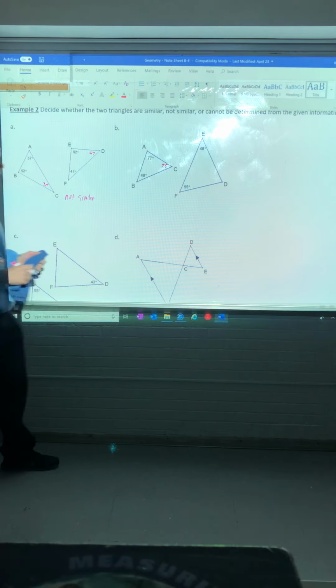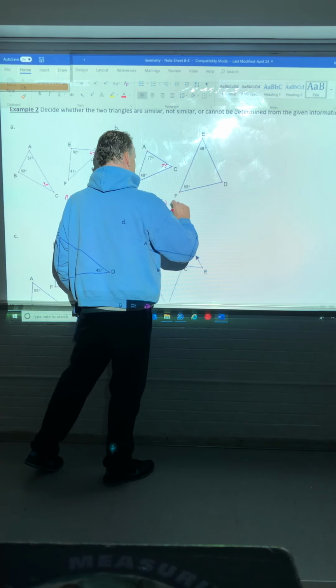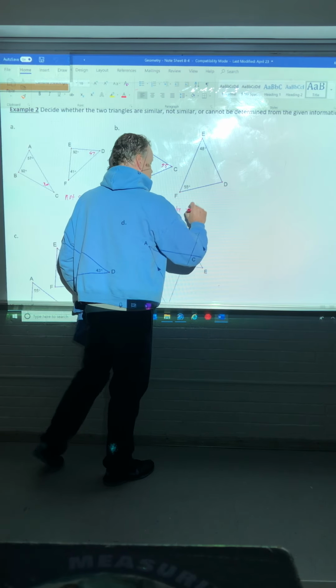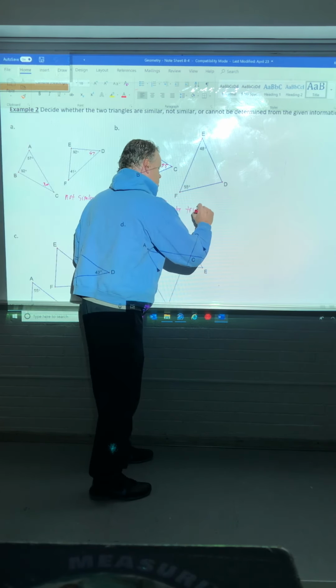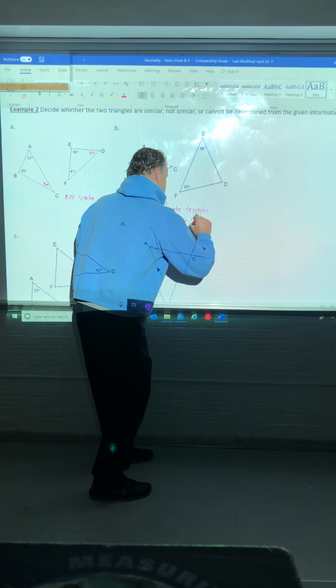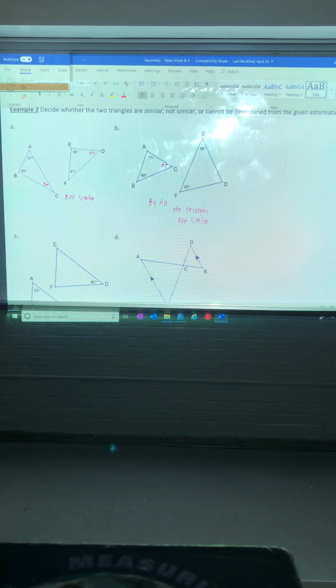We know by the AA postulate the triangles are similar. So we know those two triangles are going to be similar. And I'm going to raise this up a little bit here.